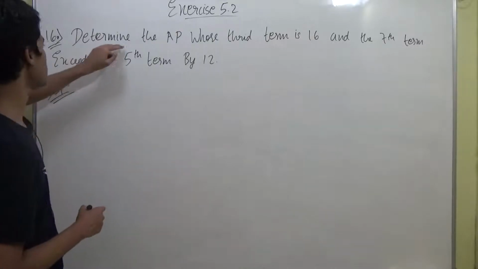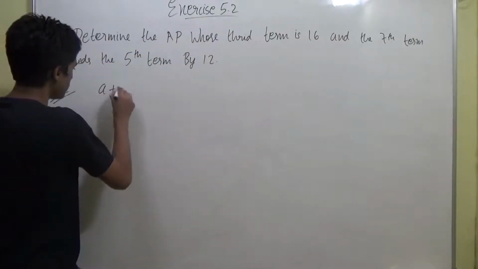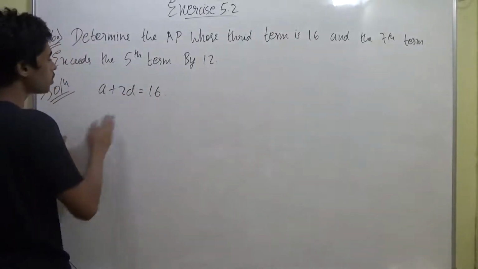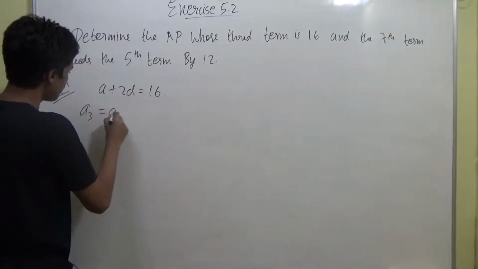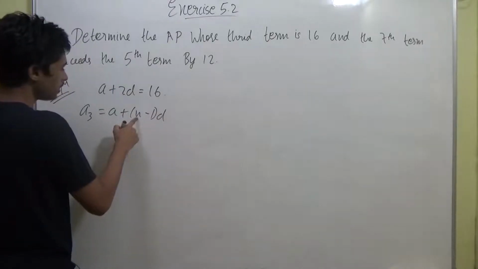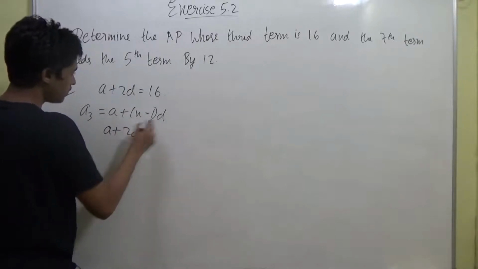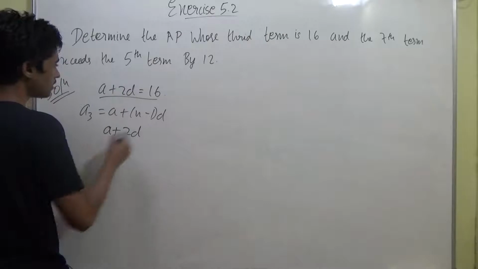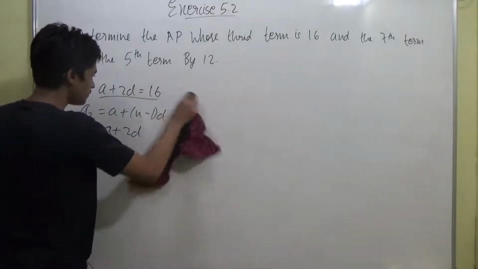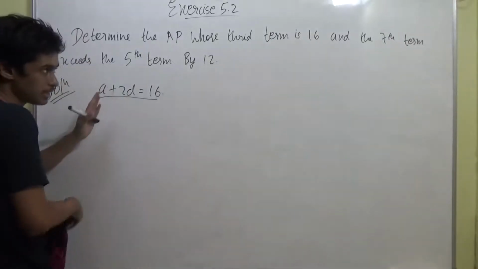So let's write it mathematically. Third term is 16 means a plus 2d equal to 16. Because third term means a_3 equals a plus (n minus 1) into d. Here you will be putting the value as 3 because third term. So it's going to become a plus 3 minus 1, which is 2, and d. Getting it? That's how you will be getting this. This is the first statement, you have represented it mathematically.